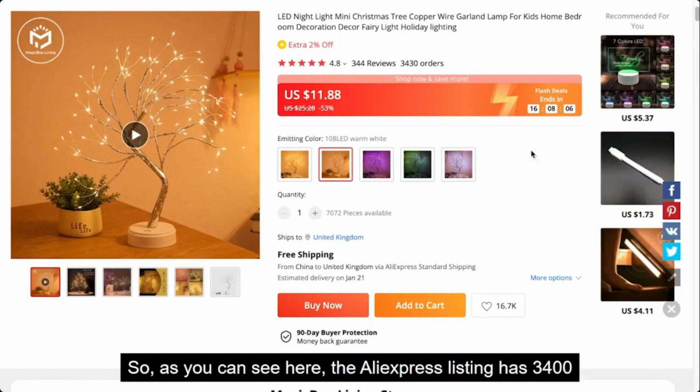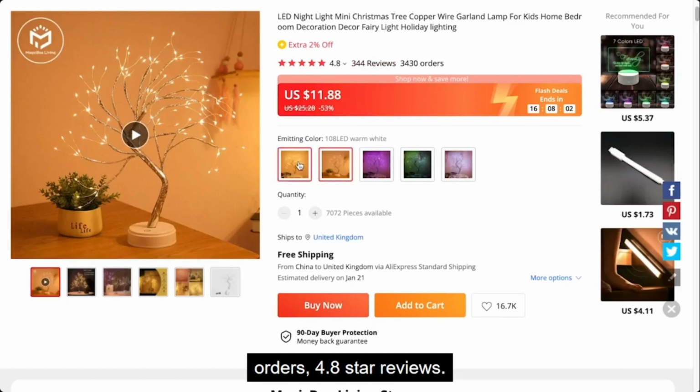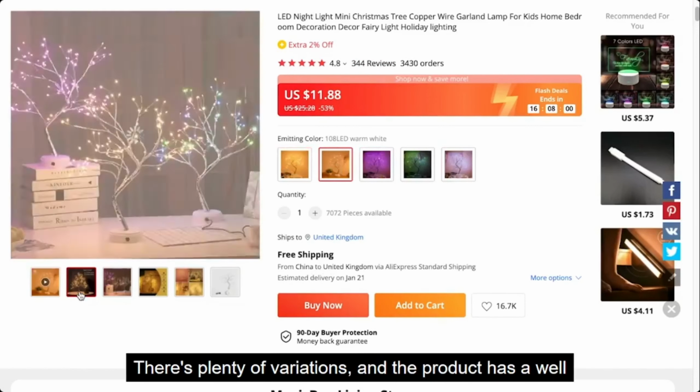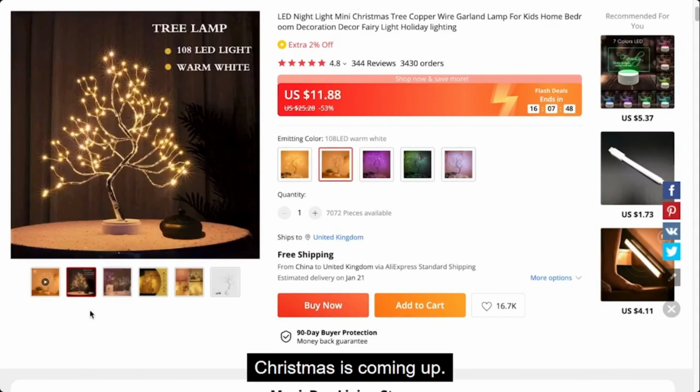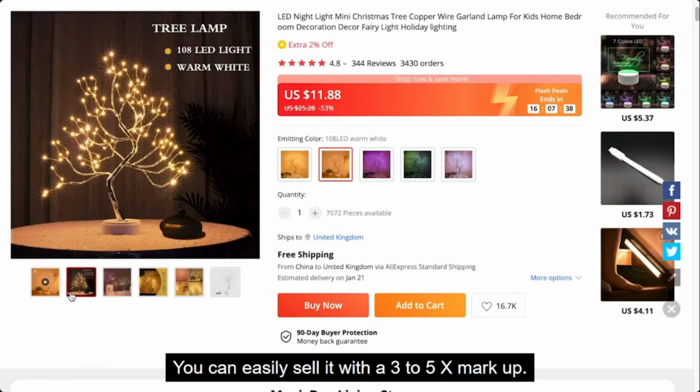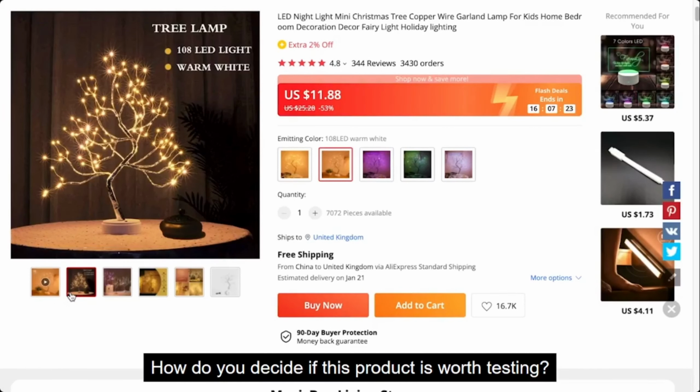As you can see here, the AliExpress listing has 3,400 orders, 4.8 star reviews, there's plenty of variations, and the product has a wow factor. Christmas is coming up. You can buy it for $11. You can easily sell it with a 3 to 5x markup. How do you decide if this product is worth testing?